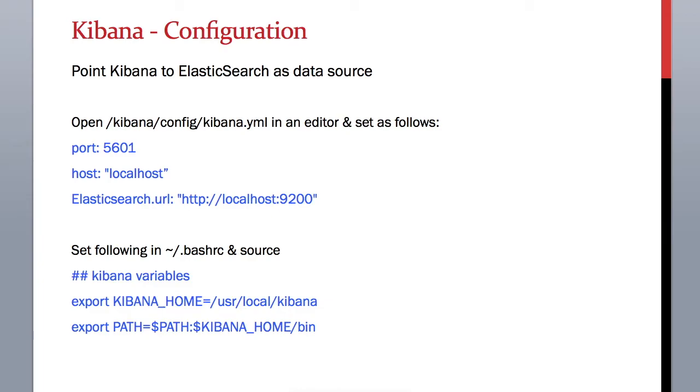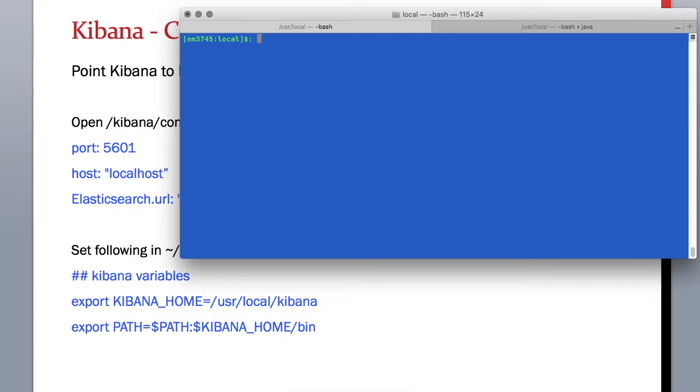Now, once you have Kibana downloaded and extracted on your machine, we need to configure it and point it to Elasticsearch, because we want Kibana to use Elasticsearch as the data source. So let's bring up the terminal and go to the Kibana directory, and under config you will see a file called kibana.yml.